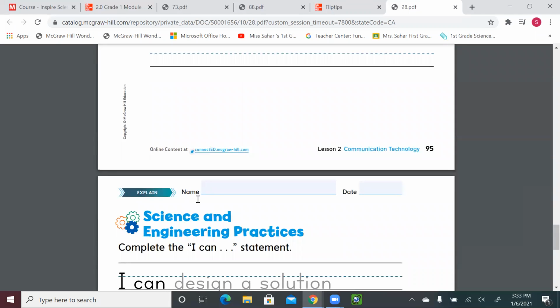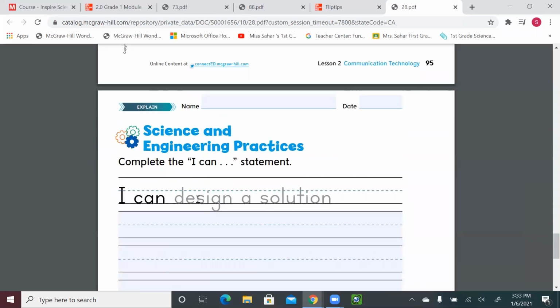All right, now this is our last page for today. Complete the I can statement. This usually is like the explanation of what we covered, to show that you understood the lesson and you can answer this. So I can design a solution. We were talking about communication with sounds or light over distance. All right, so we can write here.